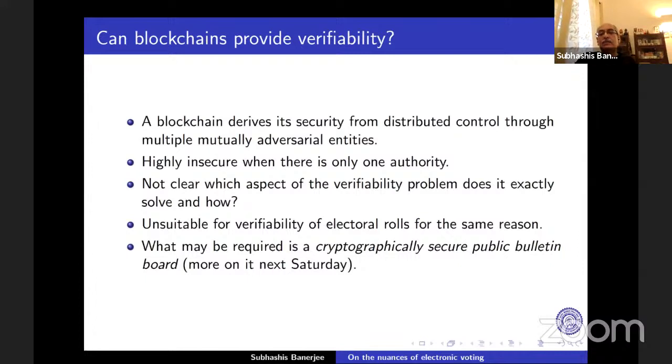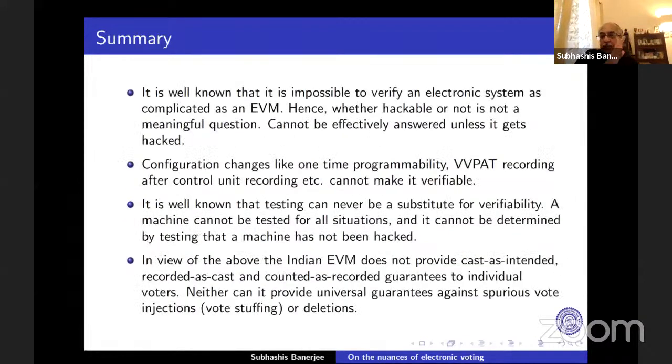I plan to touch upon it a little bit next Saturday when I get into cryptography. So I will get into a cryptographic protocol, not to advocate that it be used in elections, but just as an illustration of what verifiability means, and what kind of verifiability may be achieved if you allow maths to get into elections. So I'll stop here. I'll just summarize.